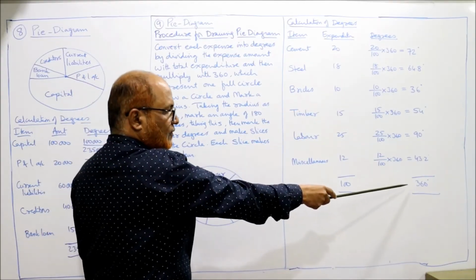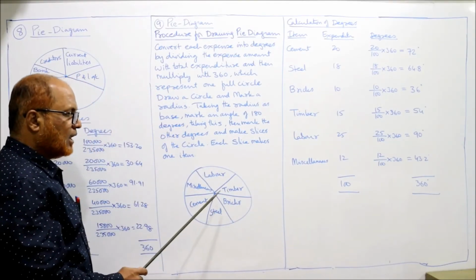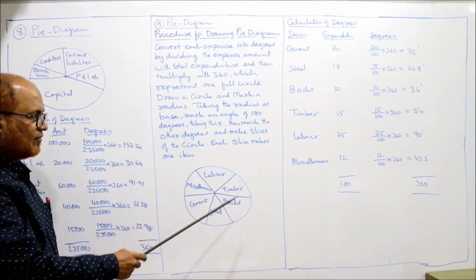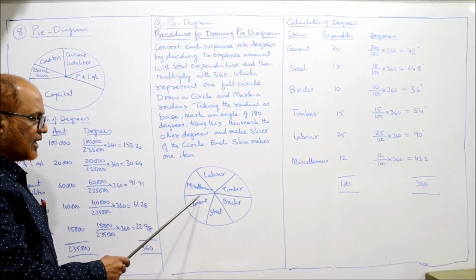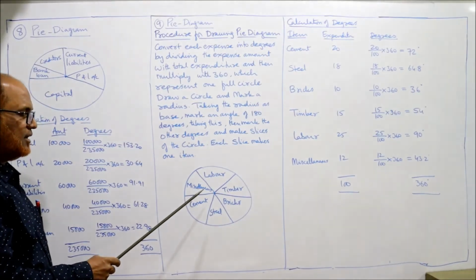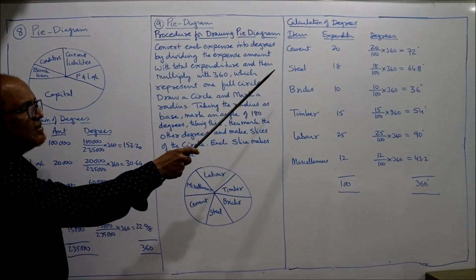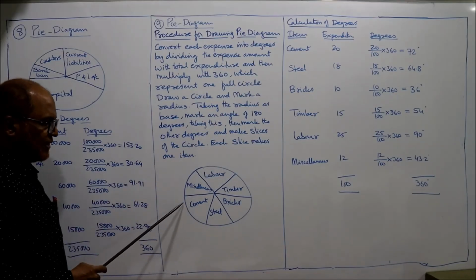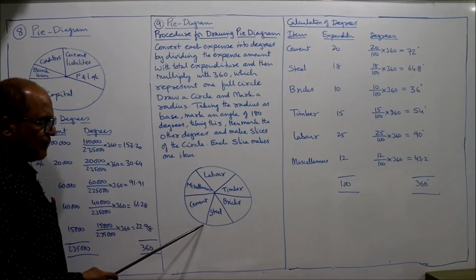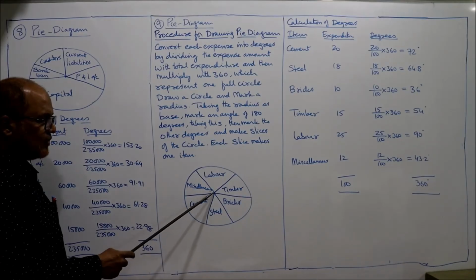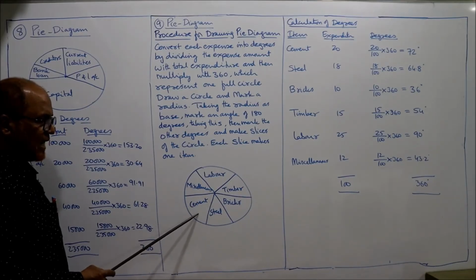Now take the total 360 degrees, right? Now we have to represent this in a circle. First, draw a complete circle, draw the radius, put the D scale and coincide with this, and take one by one. First, cement is 72 degrees. So at 72 degrees, put a mark and join this line to the center of the circle. This will give you the cement slice.